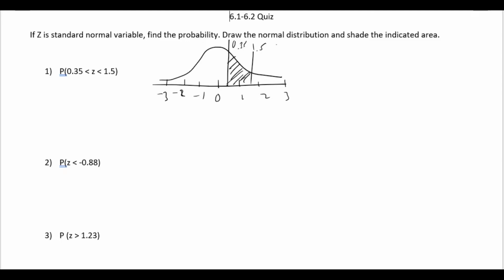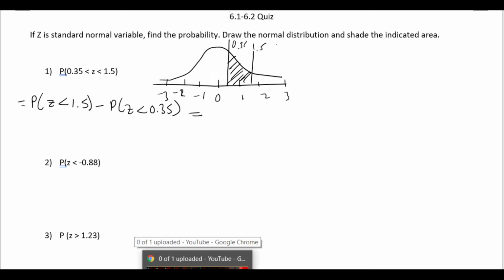So that means we need to do the probability that z is less than 1.5 minus the probability that z is less than 0.35. So we got to subtract the areas when we find them in the z chart. So we're going to go to the z chart and find that now.